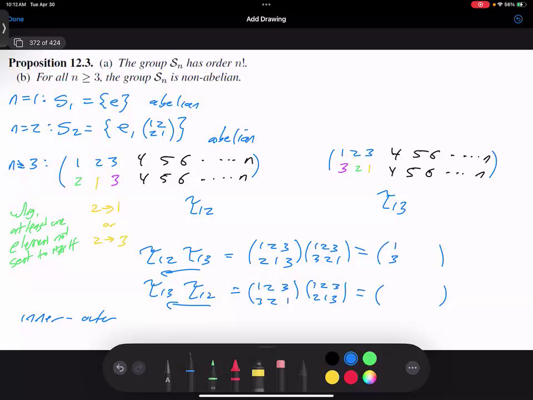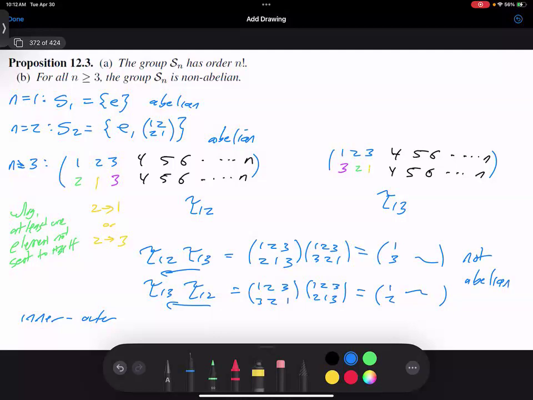Good. I should go to the bottom, because as soon as I find something on the bottom that is not the same as something on the top, I'm done. I don't have to finish the calculation. Well, if I look at the bottom, 1 goes to 2, 2 goes to 2. So this is already enough to show not the same. So not abelian.